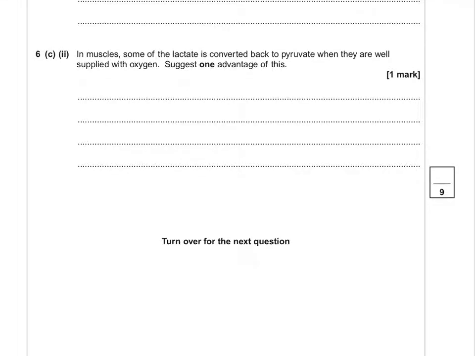6C2 is looking at the fact that some of the lactate is converted back to pyruvate when they're supplied with oxygen. So one advantage, basically it can enter the link reaction, or I think the main answer is it's used in aerobic respiration. Also, you could have said that it reduces cramp or fatigue as well. Notice that you've got to talk specifically. Don't say things like it reduces muscle ache. You've got to be very specific that it reduces muscle fatigue.